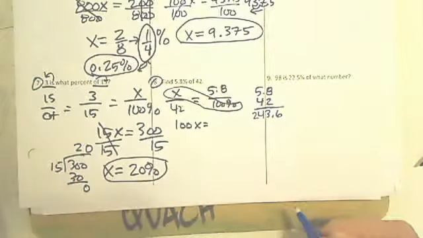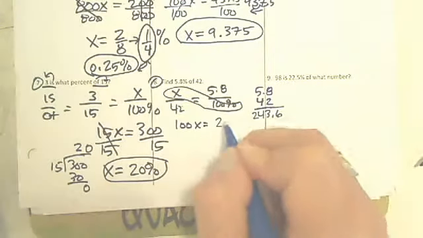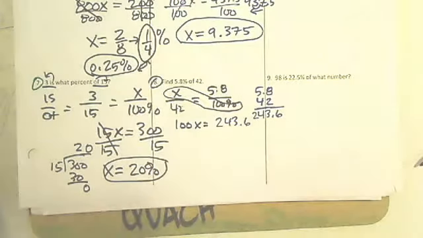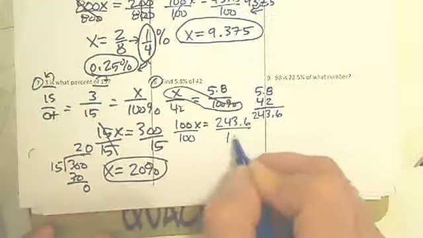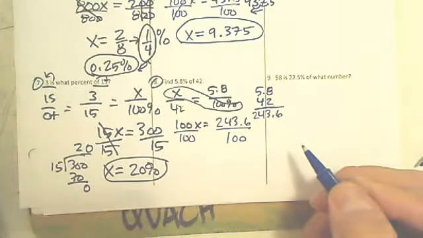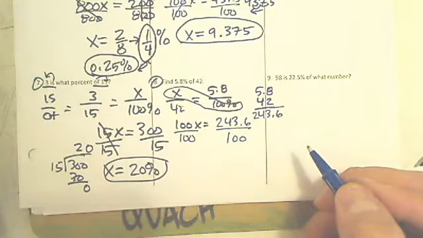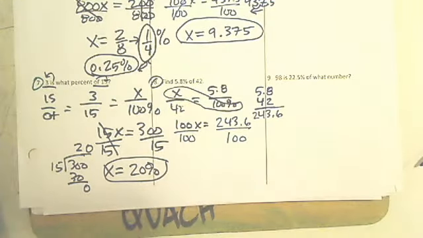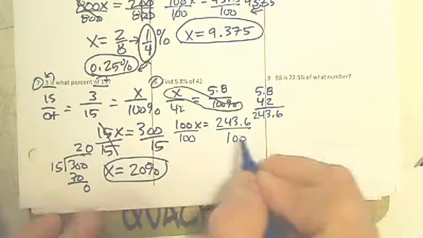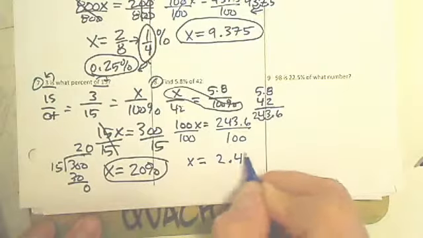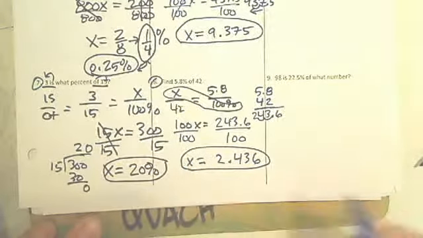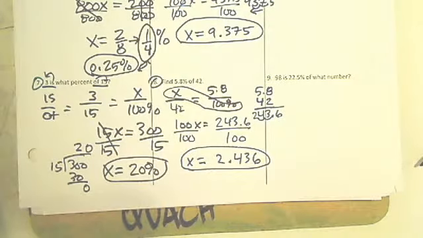243.6? No, with the decimal, you've got to move the decimal. Divided by 100. Because we're dividing by 100, we're making the number smaller. Instead of dividing it out, because it's 100, you can just move the decimal twice to the left. 1, 2. X equals 2.436. Remember, that 5.8% is very small. It's like saying out of $1, it's 5.8 cents.